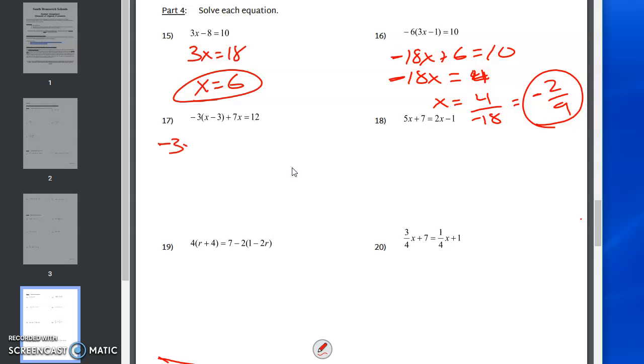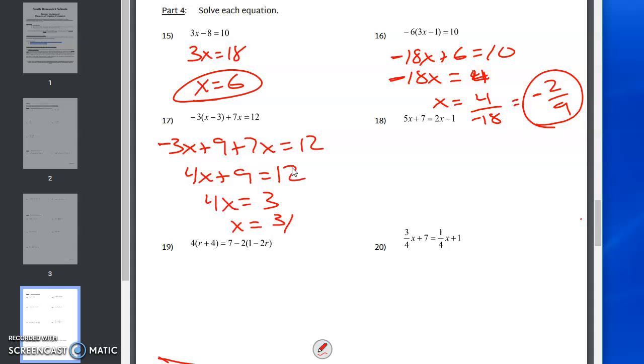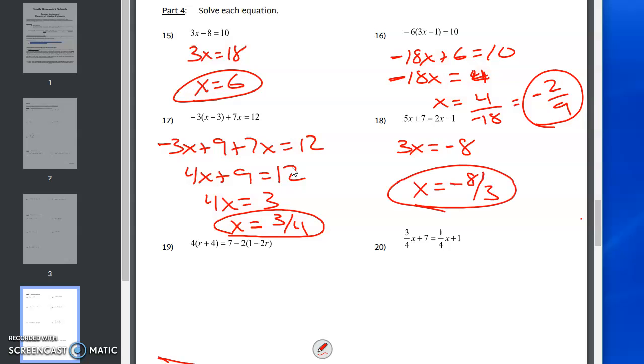Here we're looking at negative 3x plus 9 plus 7x equals 12. I'm going to combine my like terms. 4x plus 9 equals 12. 4x equals 3. And my x equals 3/4. And that fraction already is reduced. Here, I'm going to subtract 2x on both sides. I get 3x. I'm going to subtract 7 on both sides. I get negative 8. And my x equals a negative 8/3.